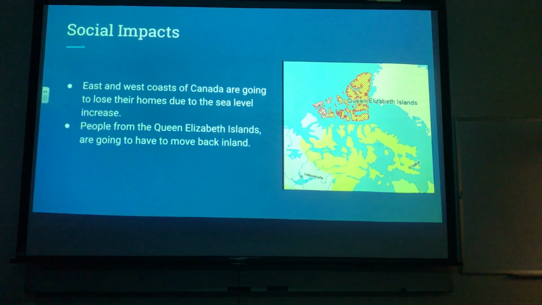Social impacts. The people that live on the east and west coasts of Canada are going to lose their homes due to the sea level increase. People from the Queen Elizabeth Islands are going to have to move back inland.